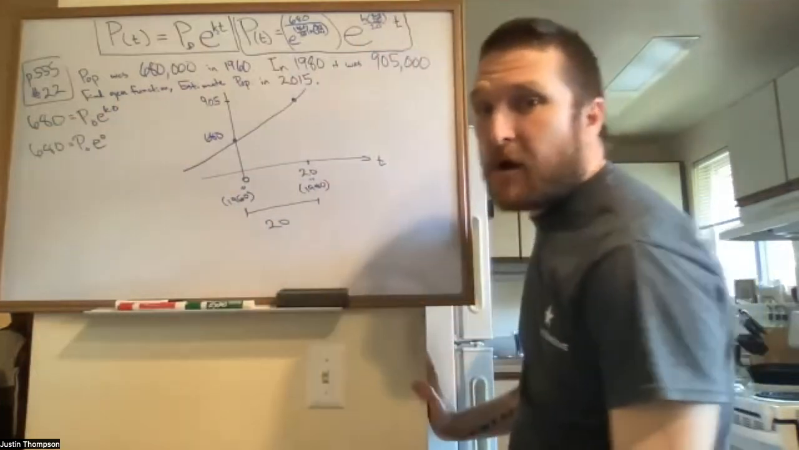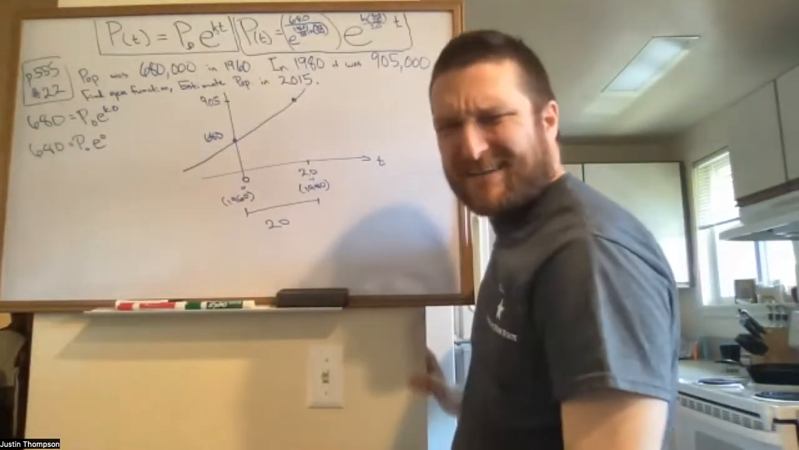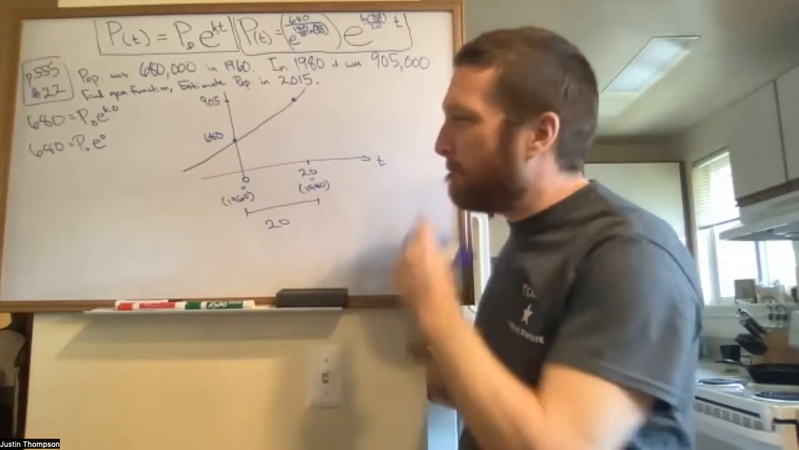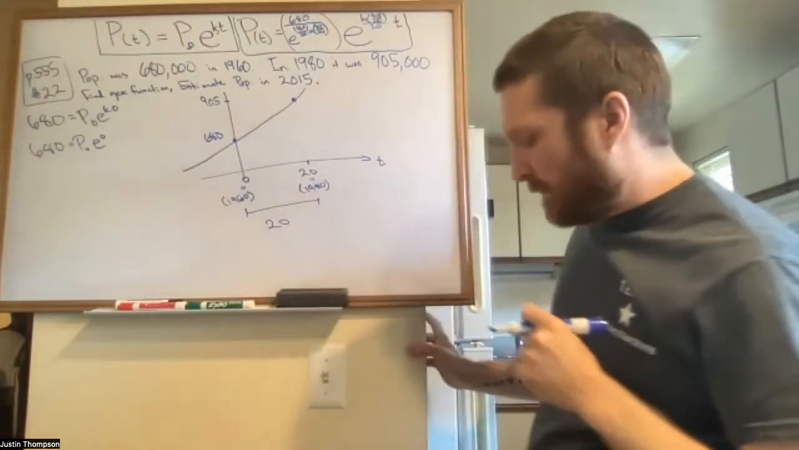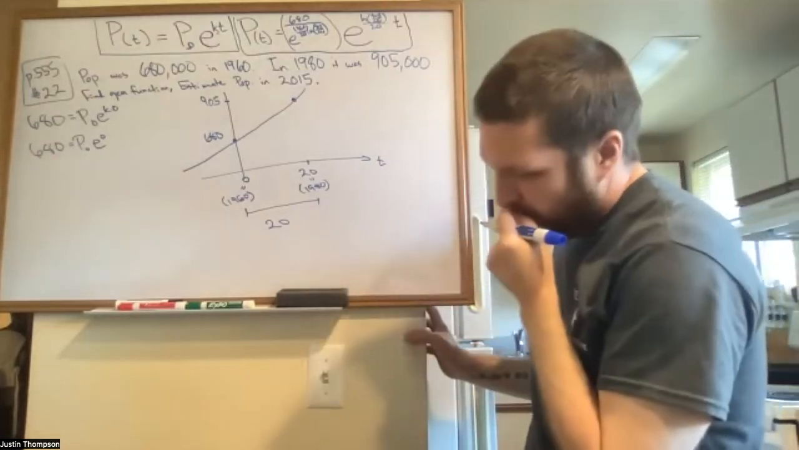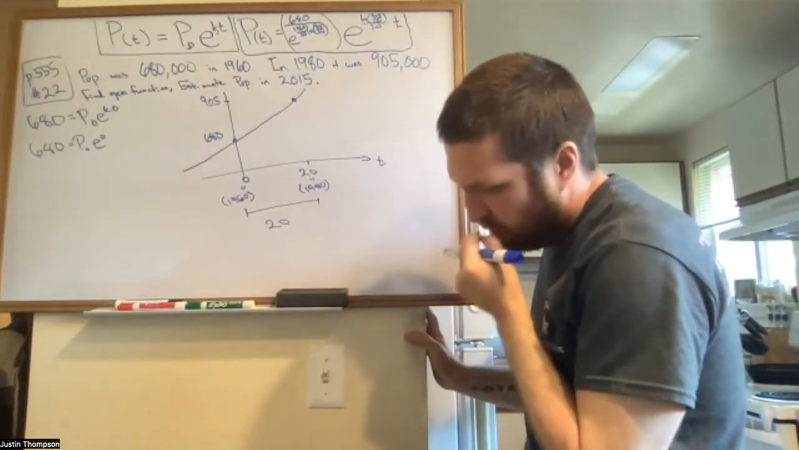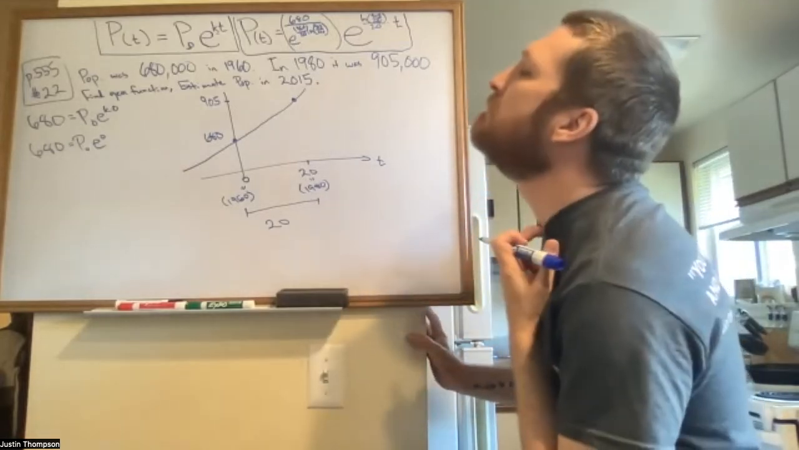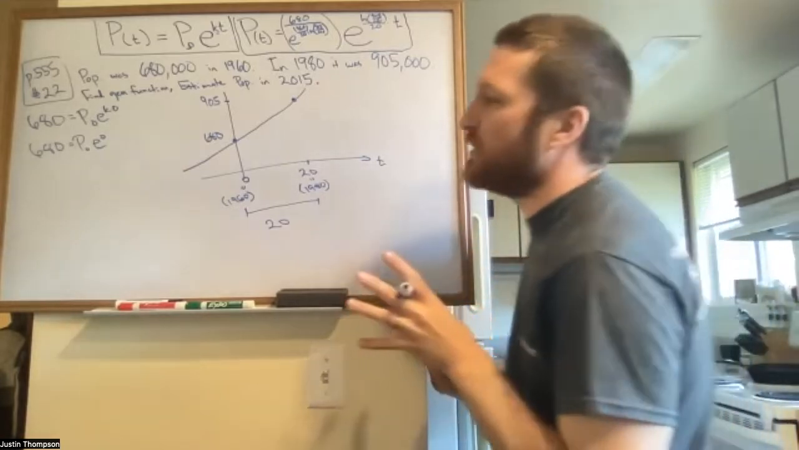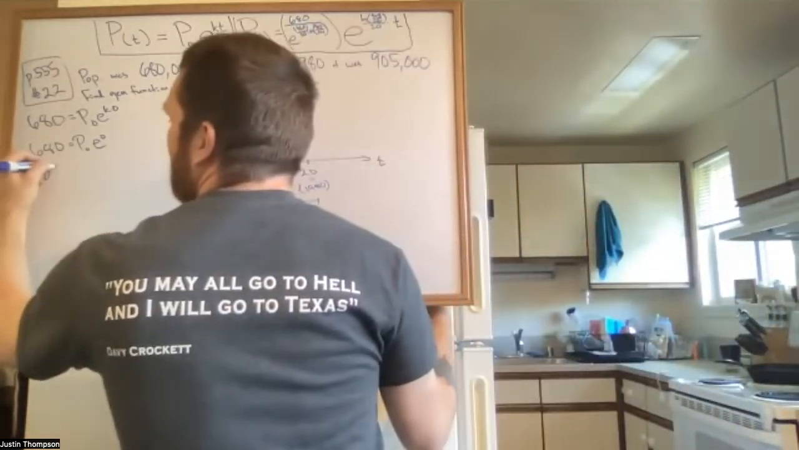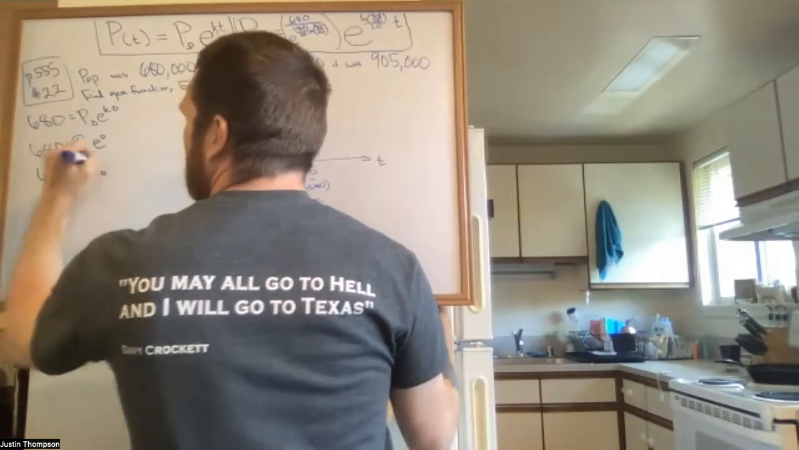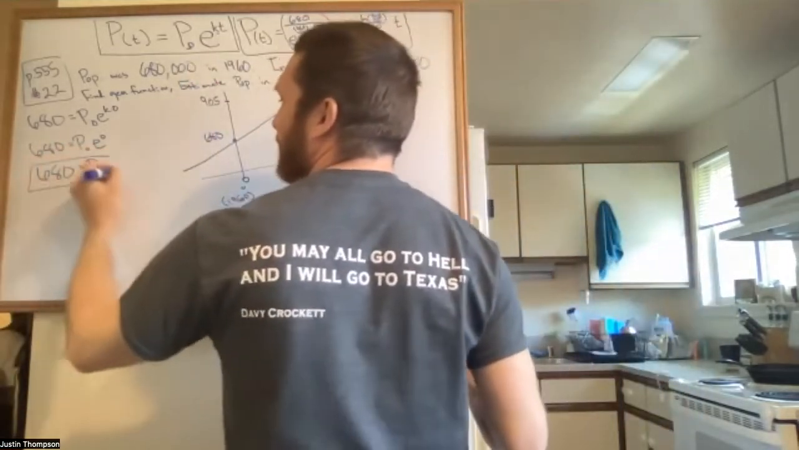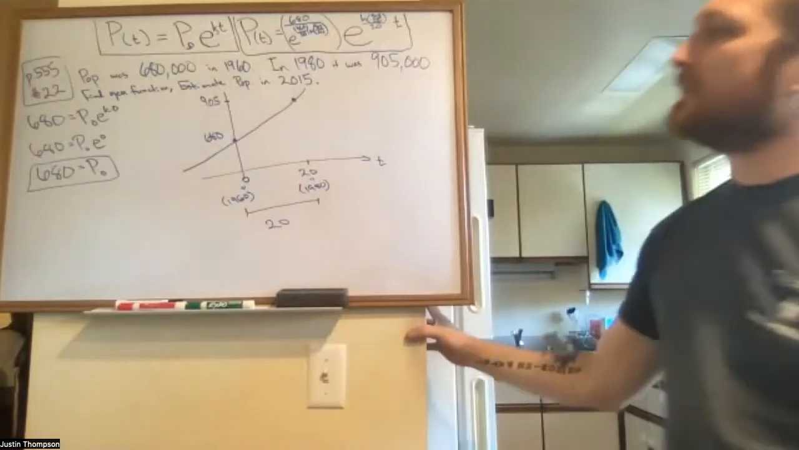What is e to the 0? Wait, sorry, hold up, I'm still writing. Okay. 1. Yes, anything to the 0 is 1. And so 680 equals P0 times 1, and lo and behold, we already got our first unknown.